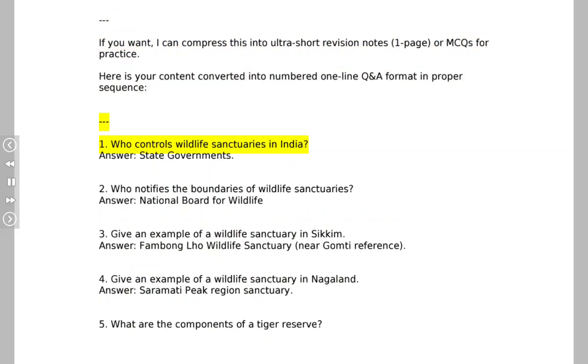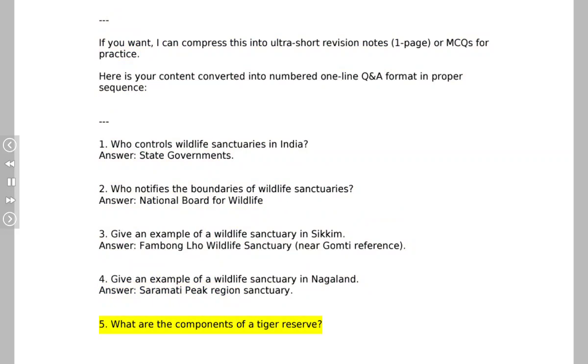1. Who controls wildlife sanctuaries in India? Answer. State governments. 2. Who notifies the boundaries of wildlife sanctuaries? Answer. National Board for Wildlife. 3. Give an example of a wildlife sanctuary in Sikkim. Answer. Pangolakha Wildlife Sanctuary near Gomti reference. 4. Give an example of a wildlife sanctuary in Nagaland. Answer. Saramati Peak region.